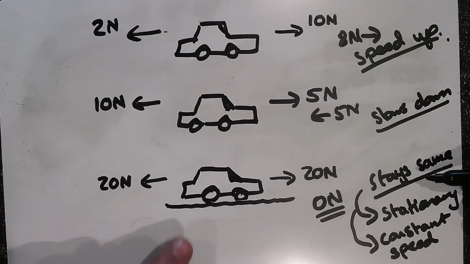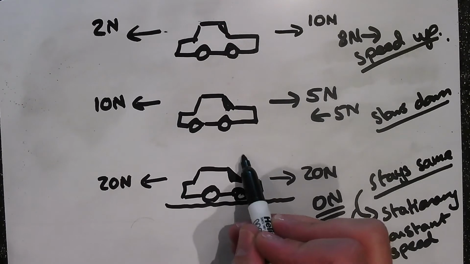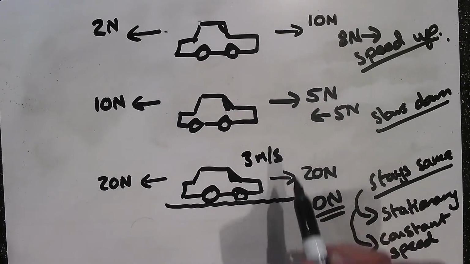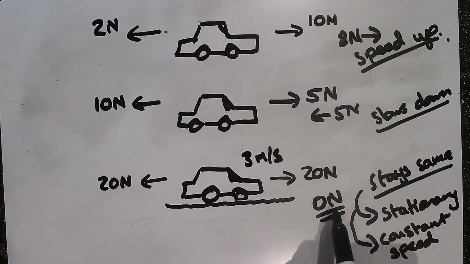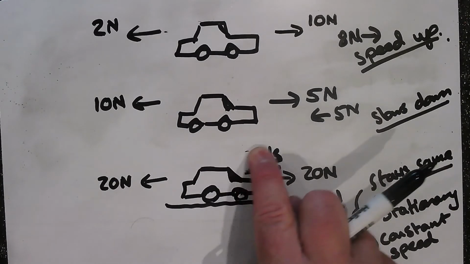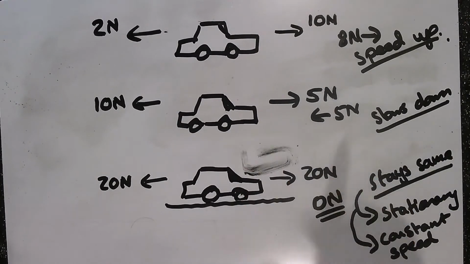Whatever the object is, in this case a car, it just carries on doing what it was doing, so it stays the same. If it was going along doing 3 meters per second, and this is the situation, 0 newtons, then it's going to stay the same and carry on doing a constant speed of 3 meters per second. If it was stationary, then this is the resultant force, 0. It's going to stay the same, it's going to stay stationary. Stuff will stay doing whatever it's doing if the resultant force is 0.